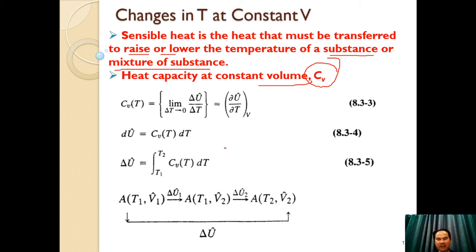Finally, if we have the system going from a state at T1, V1 to a state at T1, V2, and then to T2, V2. For this case, this is constant temperature and change in volume. And the second step is constant volume with temperature change. You can recall for this term that delta U equals delta H minus V delta P. For this case, we have two terms.